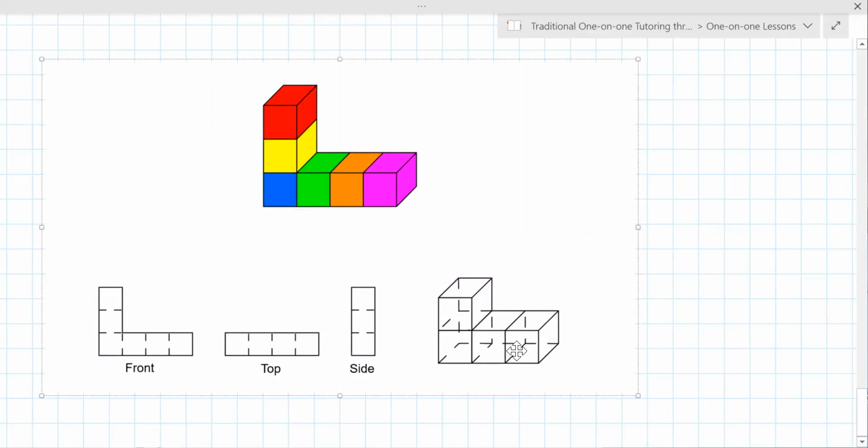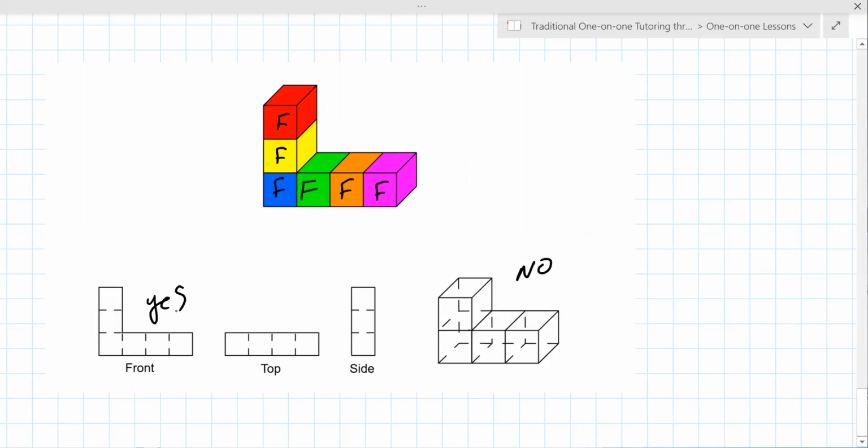So is this the correct isometric view on the right for this one? No. Okay. Now let's see, is this the correct front view? Yes, I agree. It looks good there. How about from the top? Yes. And how about from the side? Yes. I agree. Okay. Unfortunately, there's not a lot of teaching. It's just yes, no on this.